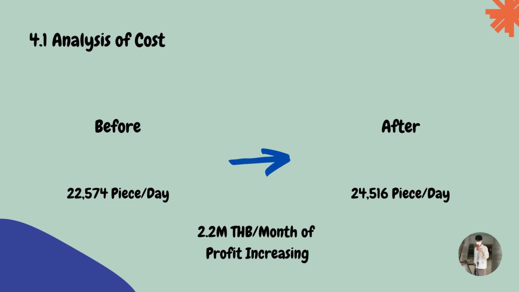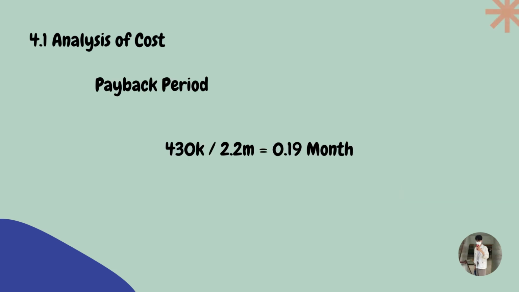And from we increase the capability of the process, it makes we can produce 2,000 more pieces of product in one day. It's effective. We can make 2.2 million baht more per month of profit, and we can get payback in just 0.19 months. It's a very short time.